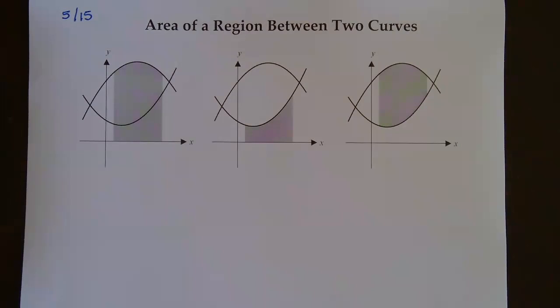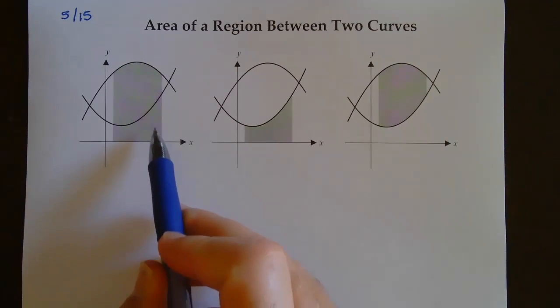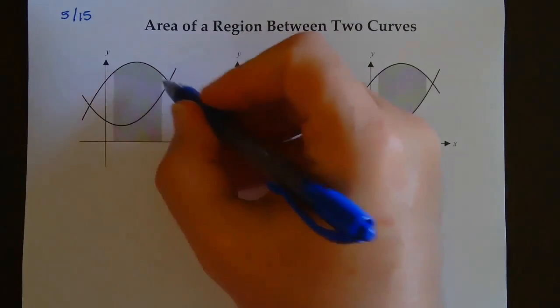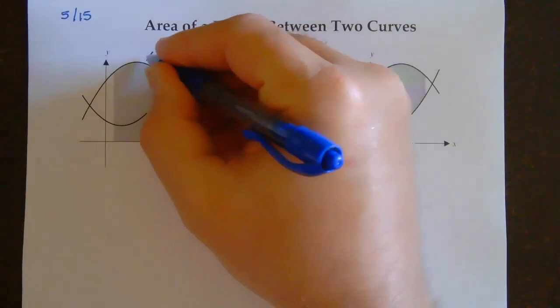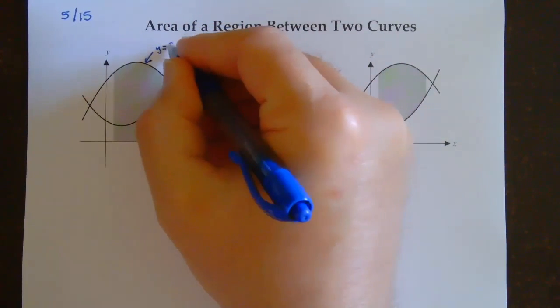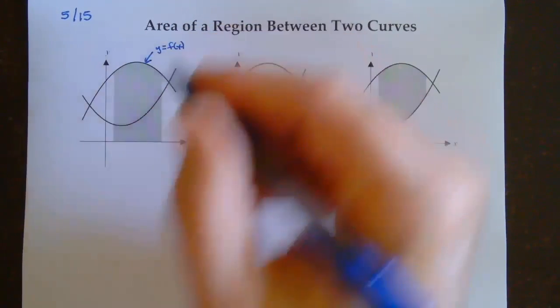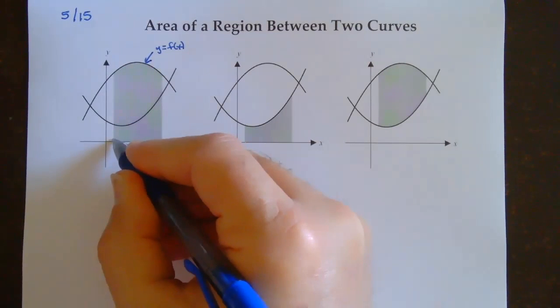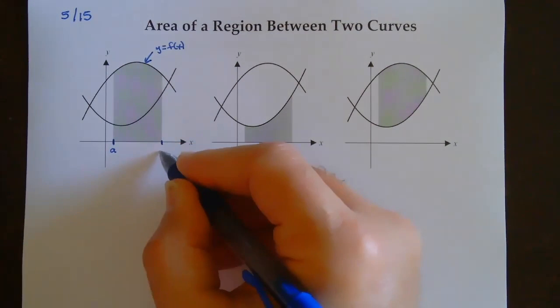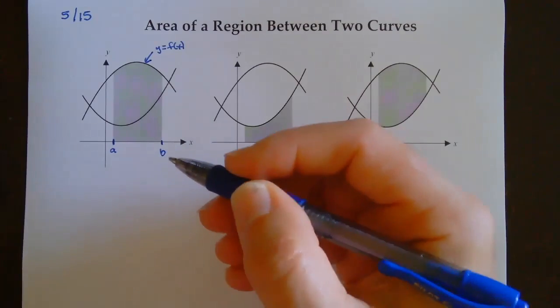Today is May 15th, and we're going to talk about the area of a region between two curves. We want to talk about the shaded region for this first graph. Let's call this top curve y equals f of x. We're going to call the starting point A, and the end point B.